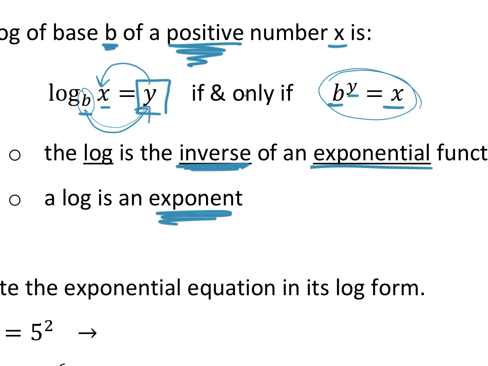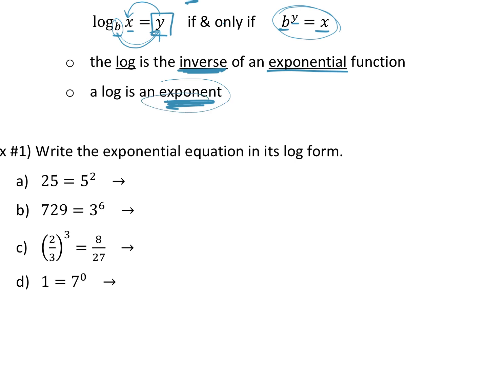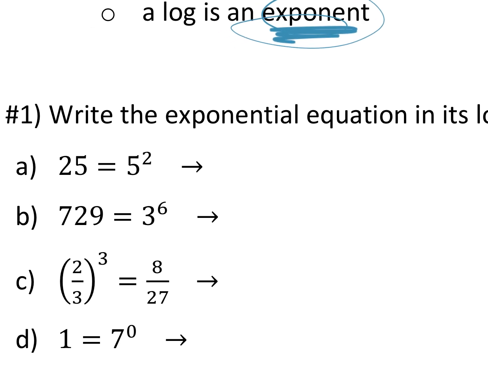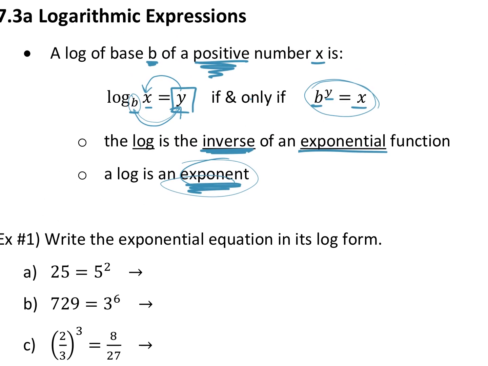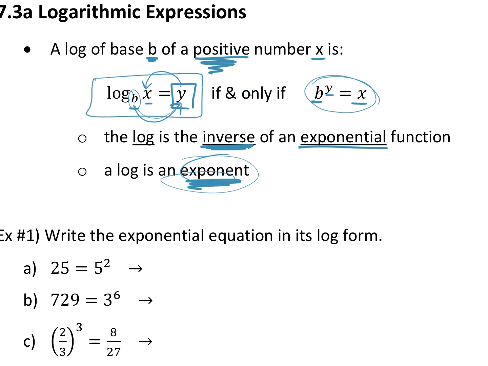It feels like a little backward, counterclockwise circle that you're going to be doing a bunch, okay? But just remember, a log is an exponent. We're looking for the exponent. So if you look at this situation, it says write the exponential equation in its log form. Well, if you look up here, we said this becomes this. Now they're giving you 5 to the second equals 25. See if you can put those pieces in the right place here.